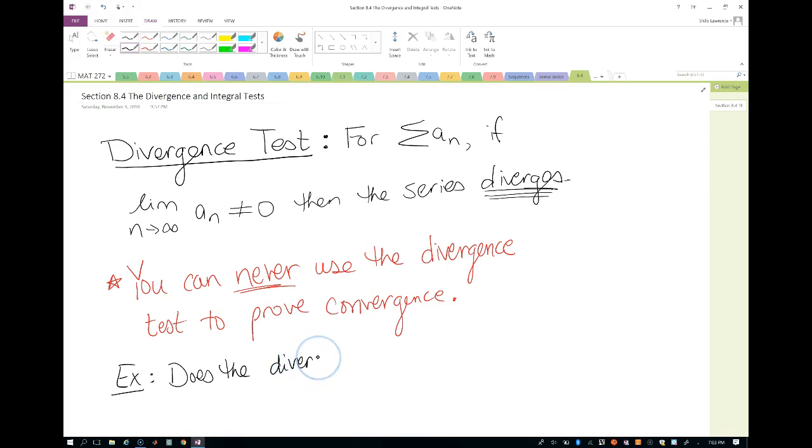So my directions here are not going to be determine convergence or divergence. We're going to first figure out, does the divergence test apply? And if it does, that means we can say the series is divergent. If the divergence test does not apply, that means our limit did go to 0.